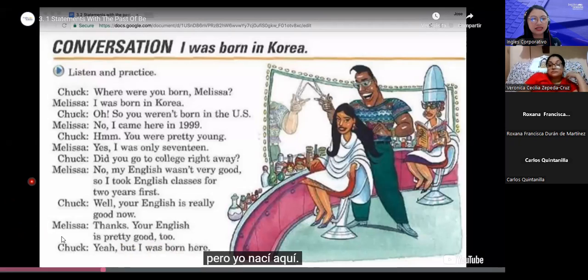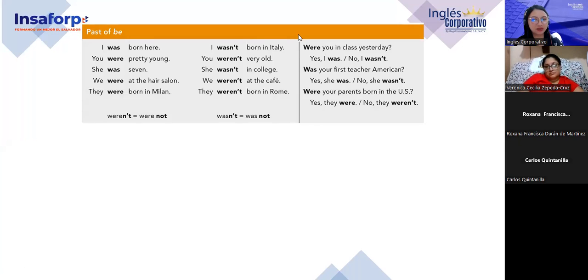Analicen entonces las preguntas que estaban en este ejemplo con las que teníamos acá. Ahora sí, ¿será que somos capaces de redactar una pregunta para obtener esta? Miren esta. Aquí nos quedamos. We were at the hair salon. ¿Qué preguntarían?